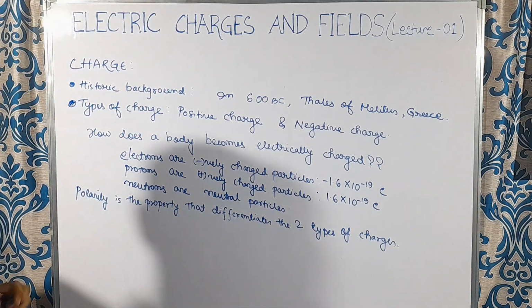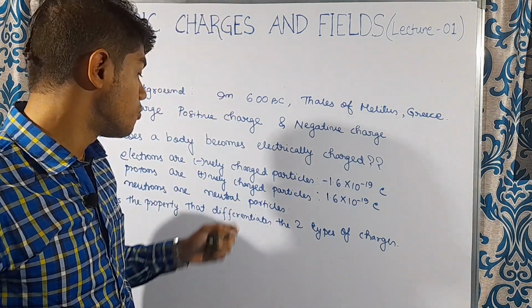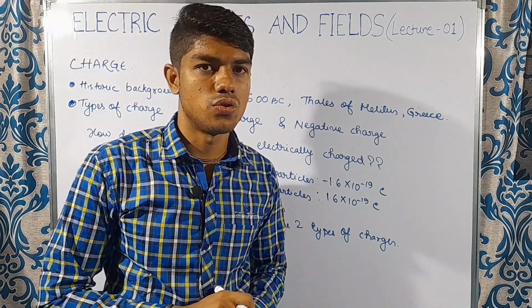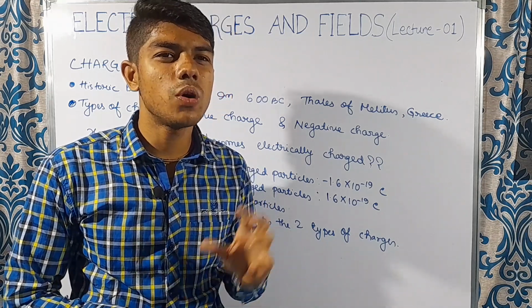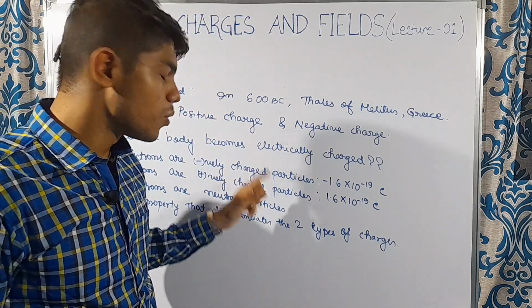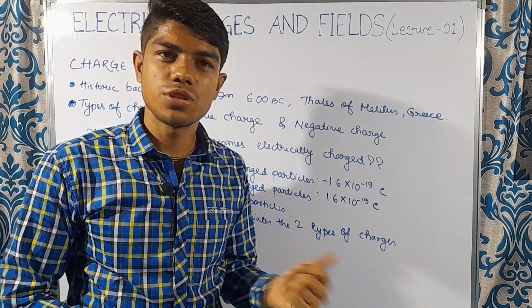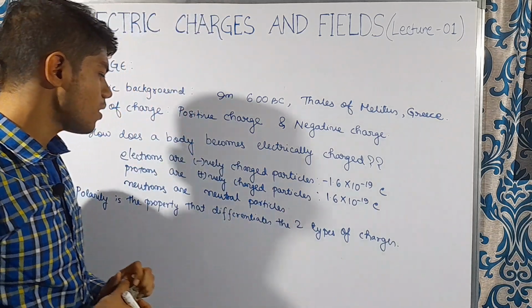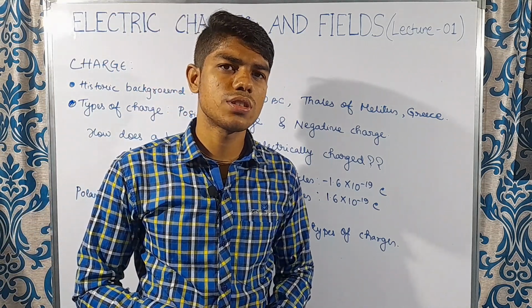Now, under ordinary conditions, an atom has an equal number of protons and electrons. That's why it is electrically neutral. So if you want to make a body charged, then you have to somehow create a difference in the number of protons and electrons. If you can create a difference, then the body will become charged, because it will have a net charge. So how can we create a difference in the number of electrons and protons?